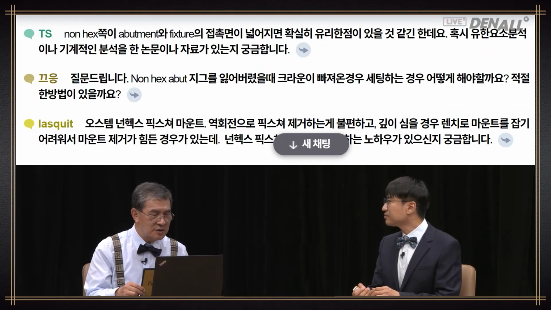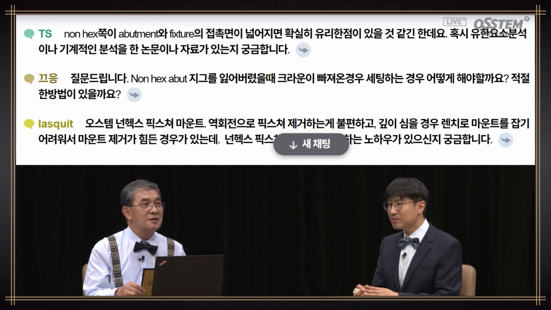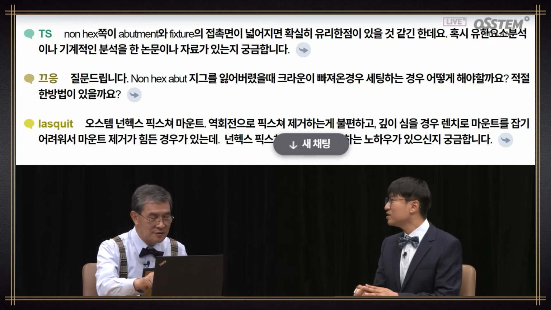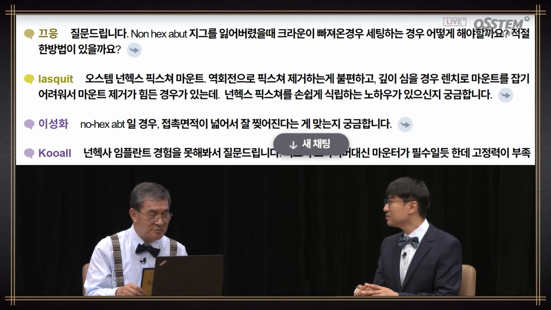In the case of non-hex, as the contact surface increases between abutment and implant, is there a study or material where finite element analysis or mechanical analysis has been done? If you look at the research done by the Awesome Research Center about stress distribution, there was also a study done by Gangneung University about the contact surface. The university paper only emphasized that the contact surface was wide and it did not mention any impact.